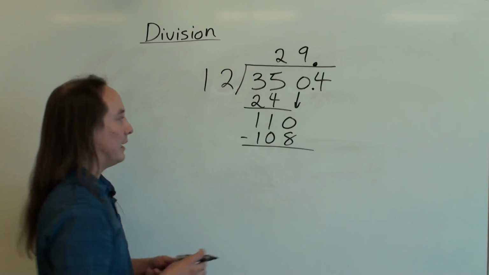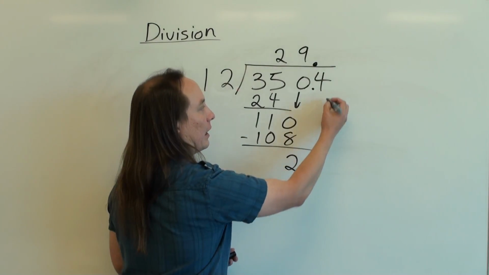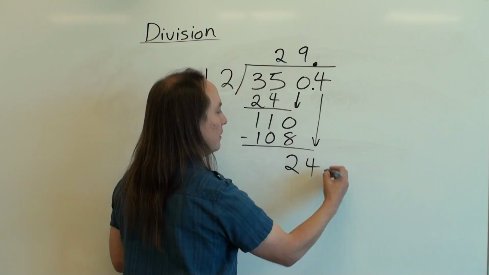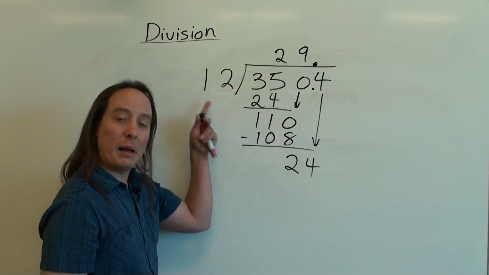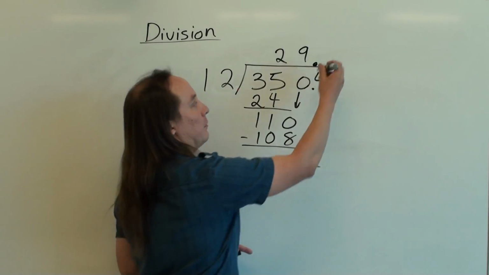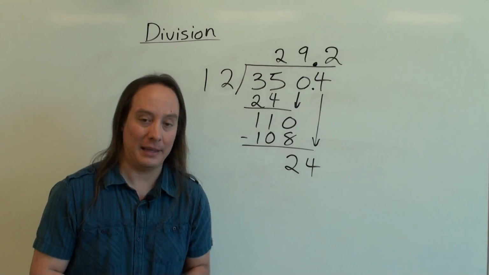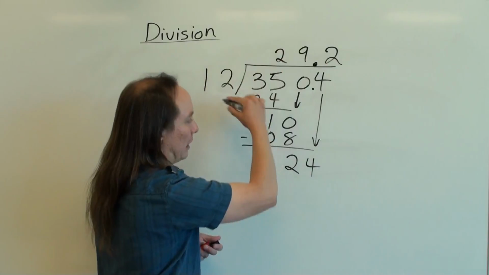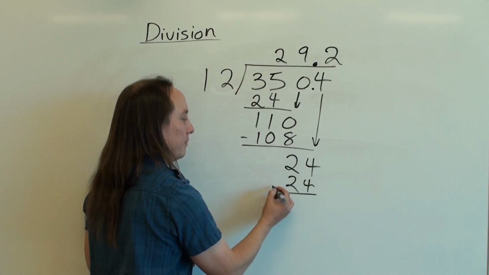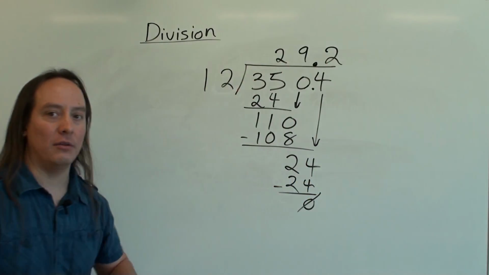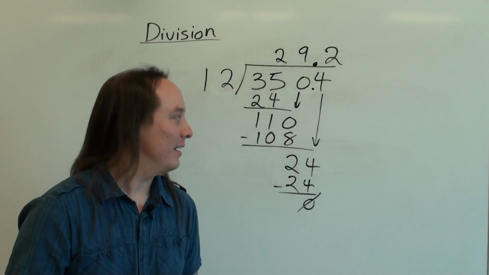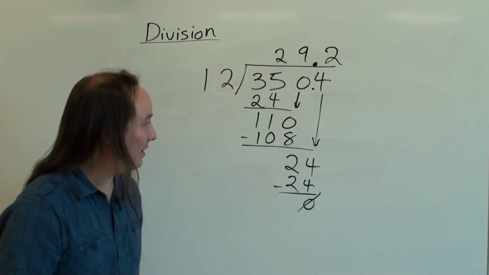Do the subtraction, I get a remainder of 2, and I can drop the last digit, and I get a 4. I get 24. So drop it, check it, 12 goes into 24 2 times, and that's going to be the answer, 29.2. And that's where it finishes. 2 times 12 is 24. And we get the final remainder of 0, and we're finished. Okay? So that's what it is.